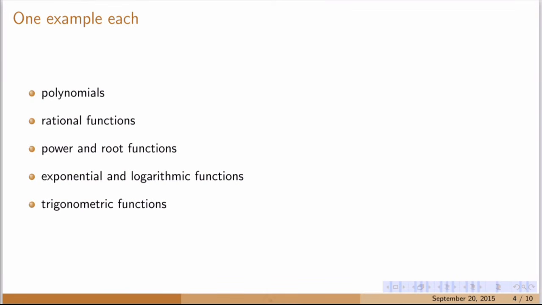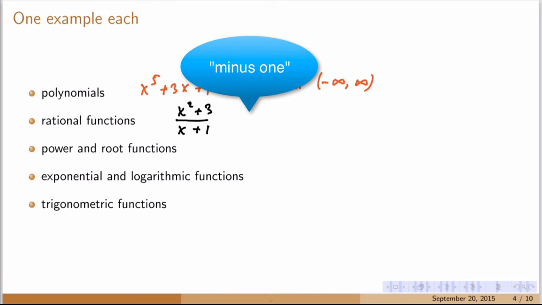Let's do one example each of these cases. So polynomials are of the form, for example, x to the 5 plus 3x squared plus 1. Polynomials always have full domain. So the domain is minus to plus infinity, which means polynomials are continuous on minus to plus infinity. Let's look at rational functions. Rational functions are fractions of polynomials. So for example, x squared plus 3 divided by x plus 1. That would be a rational function. And here the domain is always restricted by the zeros of the denominator. So in this case, the denominator is equal to 0 for x is equal to 1. So we have to take that out of the domain.